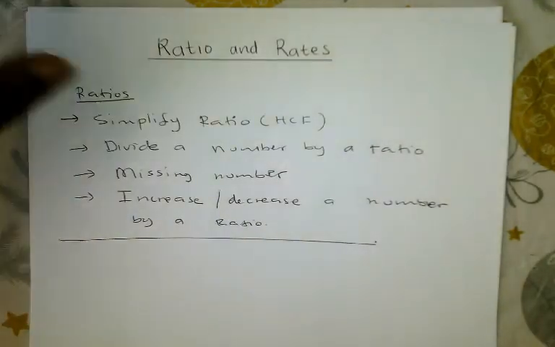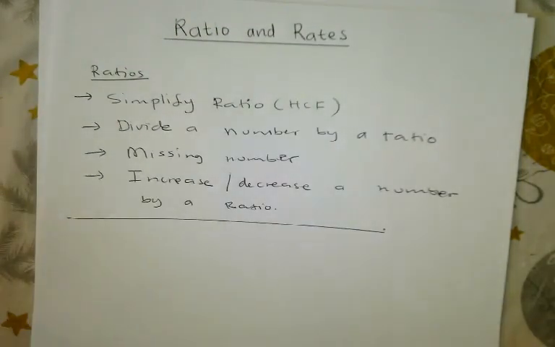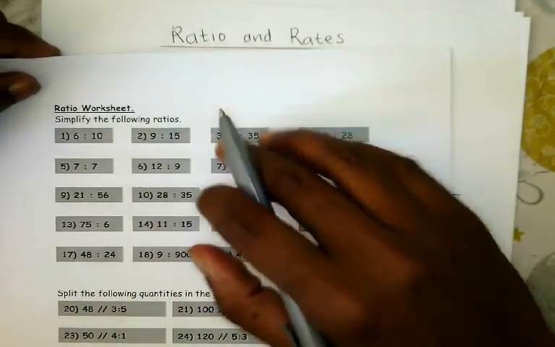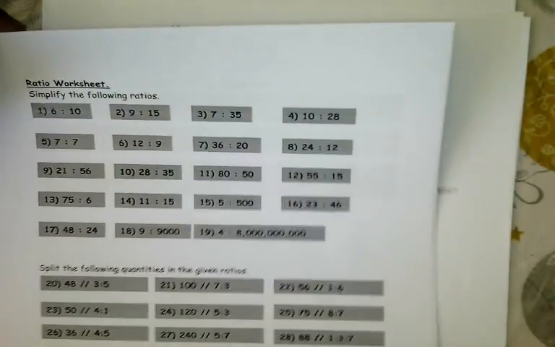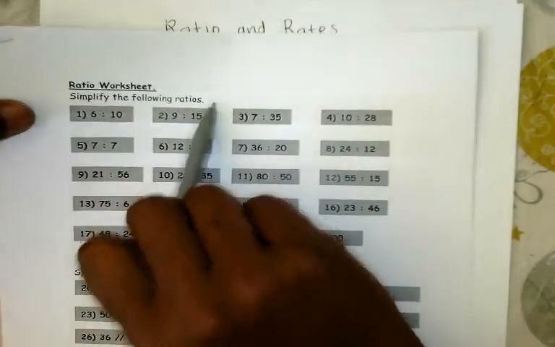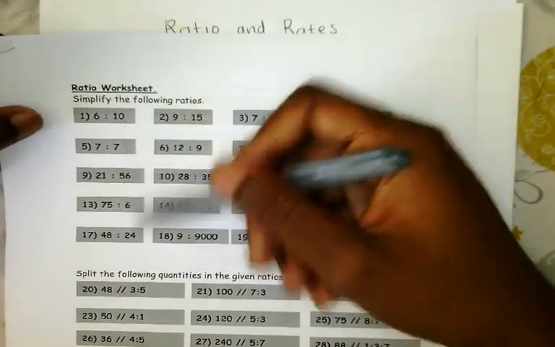So we're going to be tackling these questions. I have a few questions here that I would like us to do. I'm going to pick a few from this and then we just do them together. So the question says, simplify the following ratios. Let me do this once.